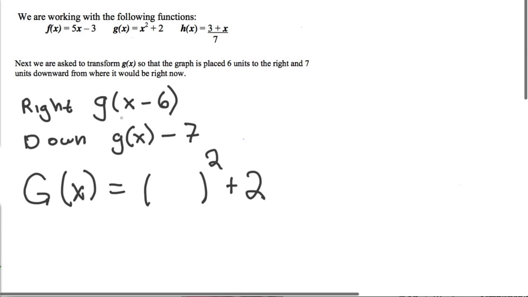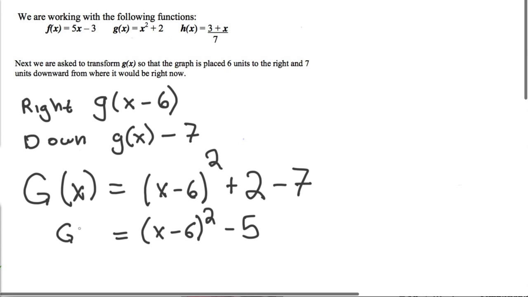Okay, and so now let's perform the two transformations. Instead of x, I'm going to write down x minus 6, because that will shift it 6 units to the right. And then to shift it 7 down, I need to subtract 7 from the entire function. And so notice this leaves me with x minus 6 squared, and then plus 2 minus 7, that's equal to negative 5. So this is my new function after performing those two transformations.